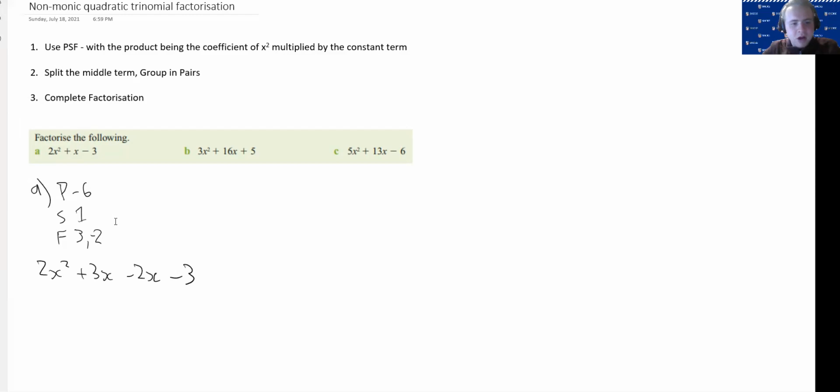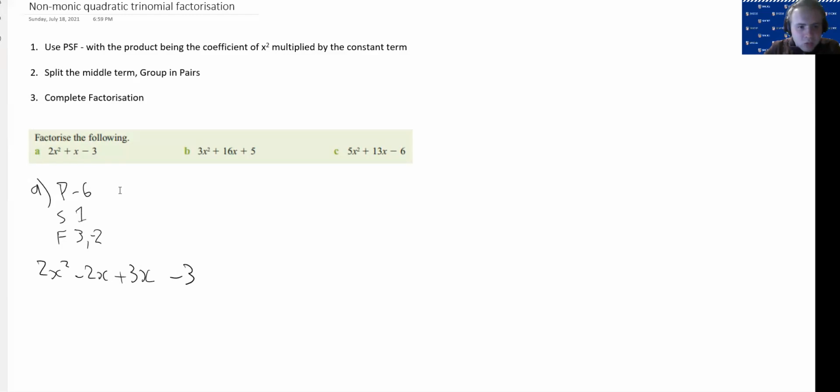Sorry, I didn't end up writing it in the right order that I was going to, but let me just quickly rearrange that. So instead of writing 3x minus 2x, I'm just going to change this to minus 2x plus 3x. The reason why I changed that order is so that the 2 and the minus 2 are next to each other, and then the 3 and the minus 3 are next to each other. That's going to be a bit helpful later. It's not absolutely essential you do this, but it might just help you understand what you're doing.